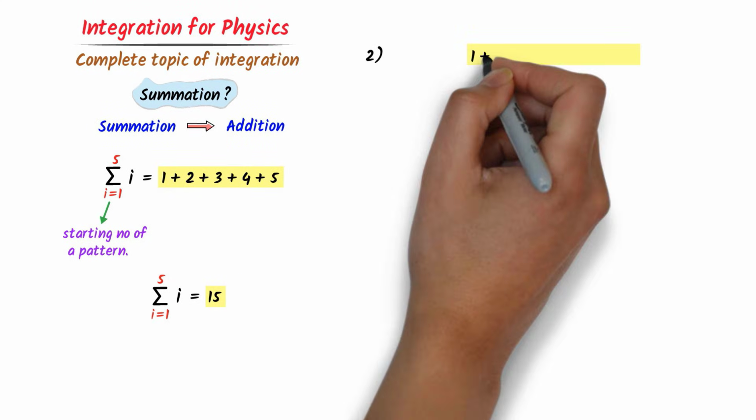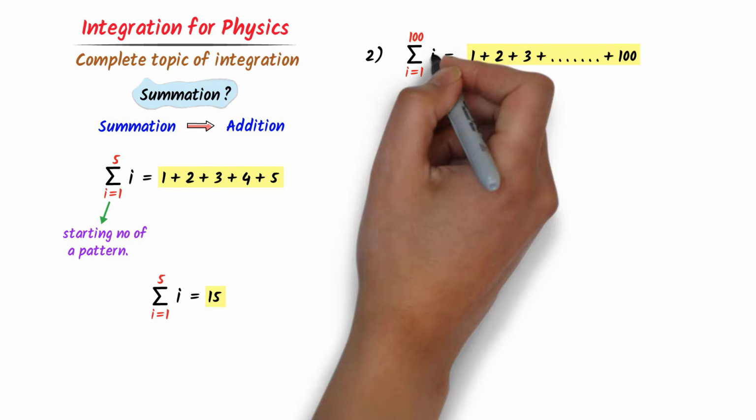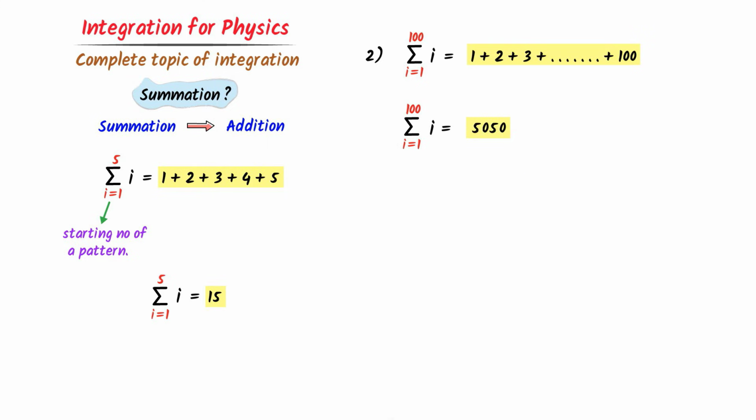Now consider this pattern and write its sigma notation. Well, I write the sigma. We can see that the pattern starts from 1 and goes up to 100. I write i is equal to 1 and it goes up to 100. Then I write i. Thus it means that the sum of i starts from 1 and goes up to 100.